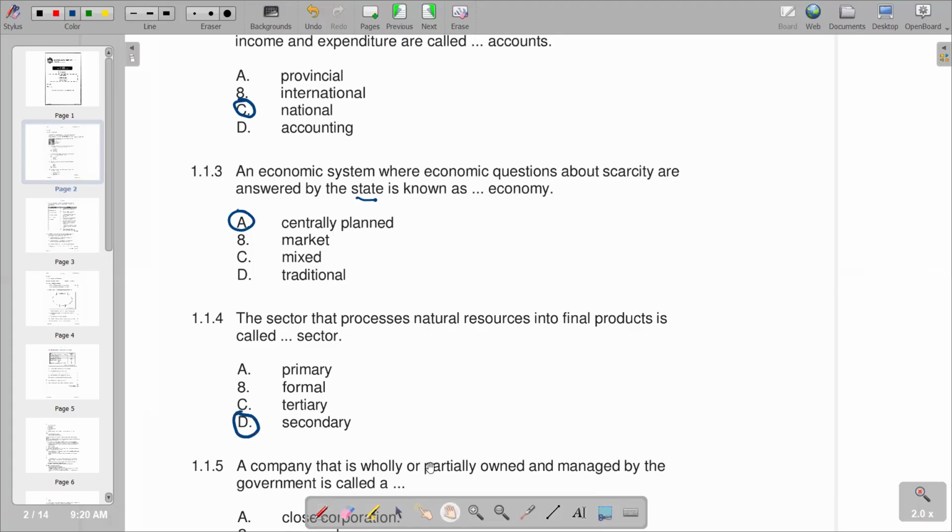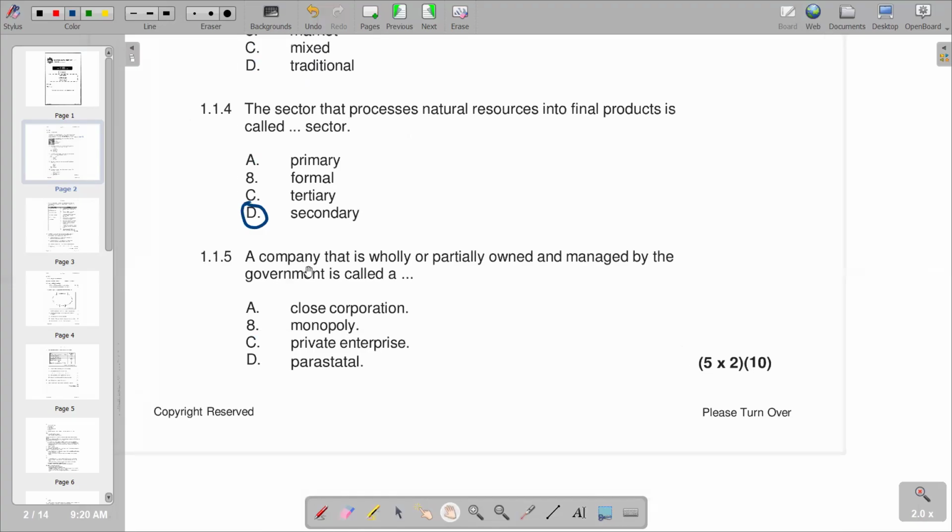So moving on to 1.1.5. A company that is wholly or partially owned and managed by the government is called a. We have got a cooperation, a monopoly, private enterprise, a parastatal. So we see that parastatal is the correct response. So our section is 10 marks, each question with 2 marks. So basically, this is what we have.